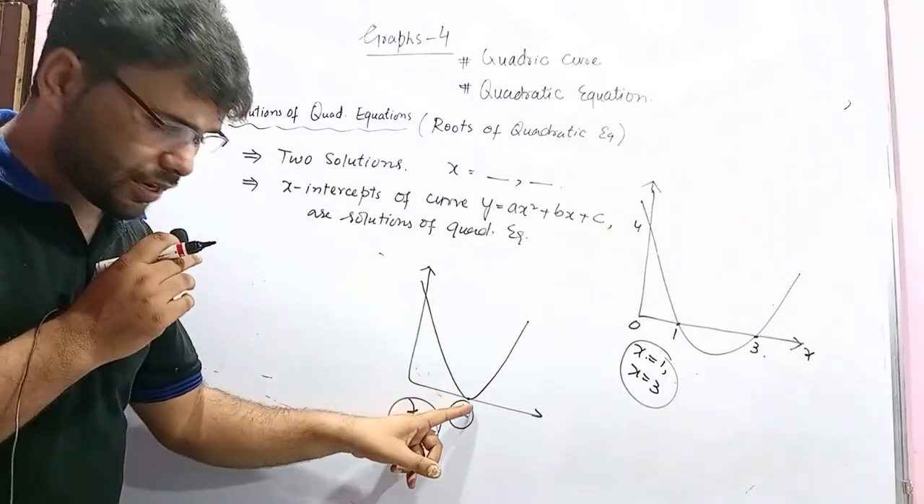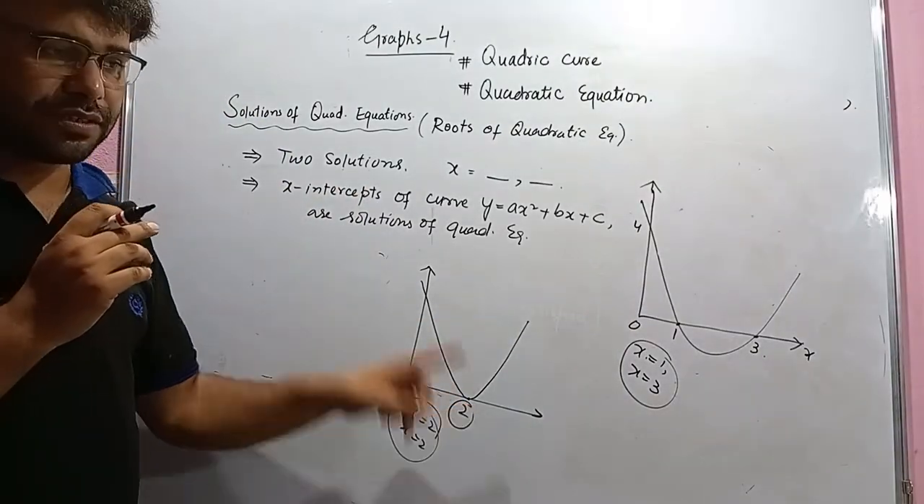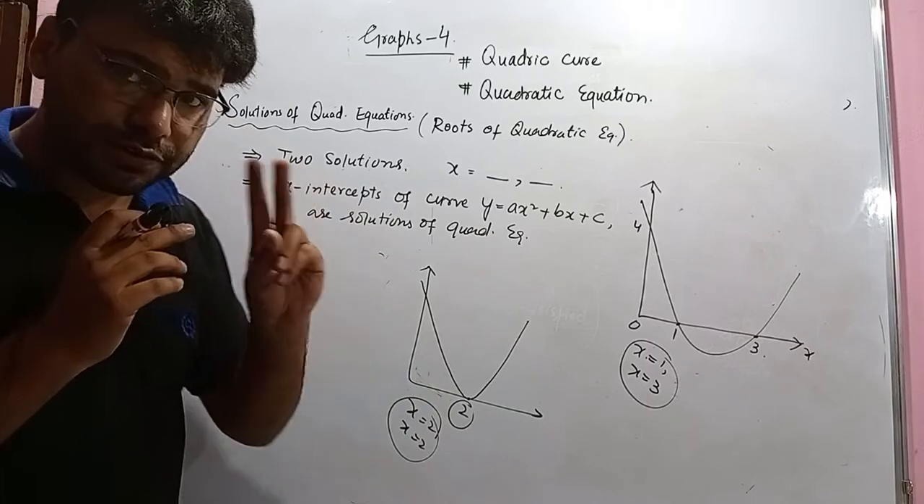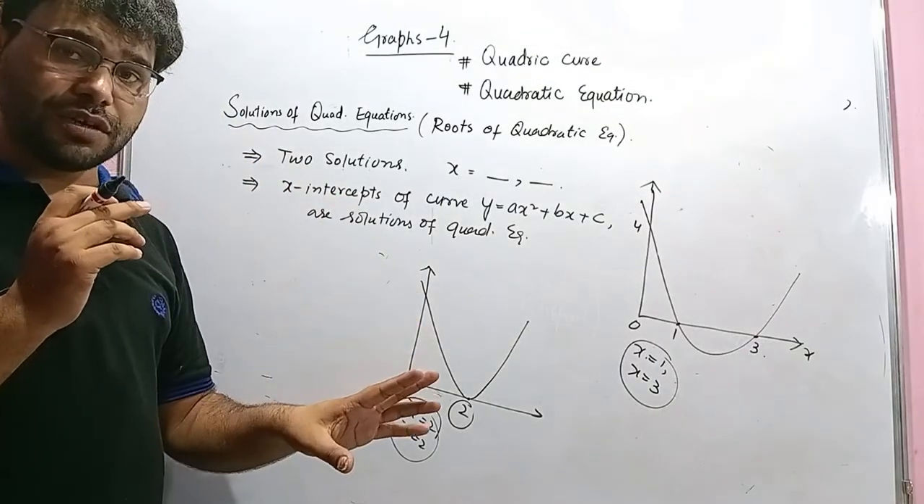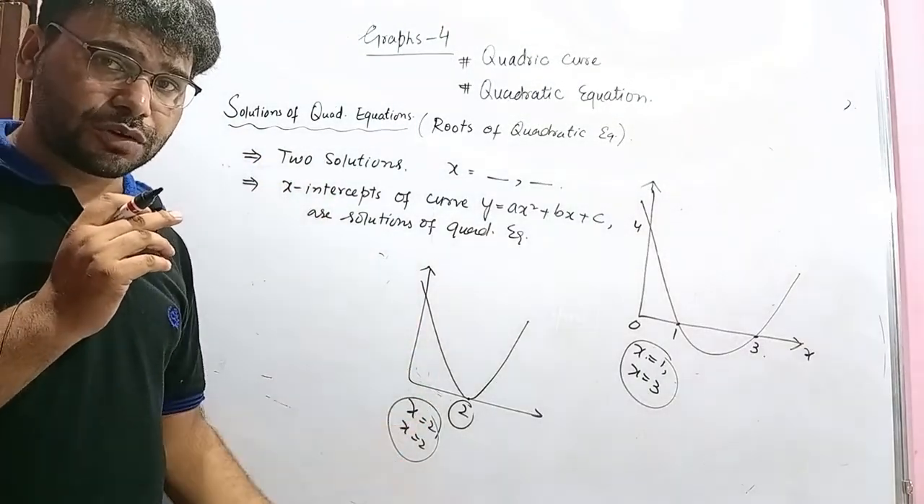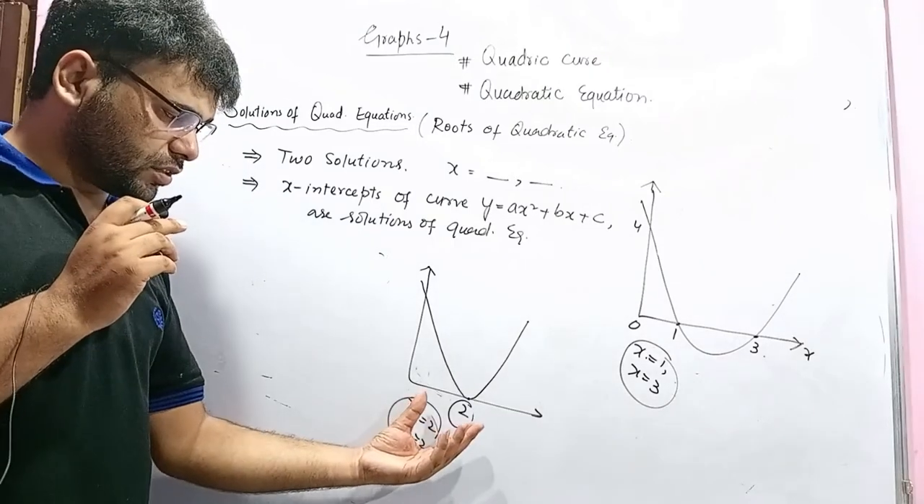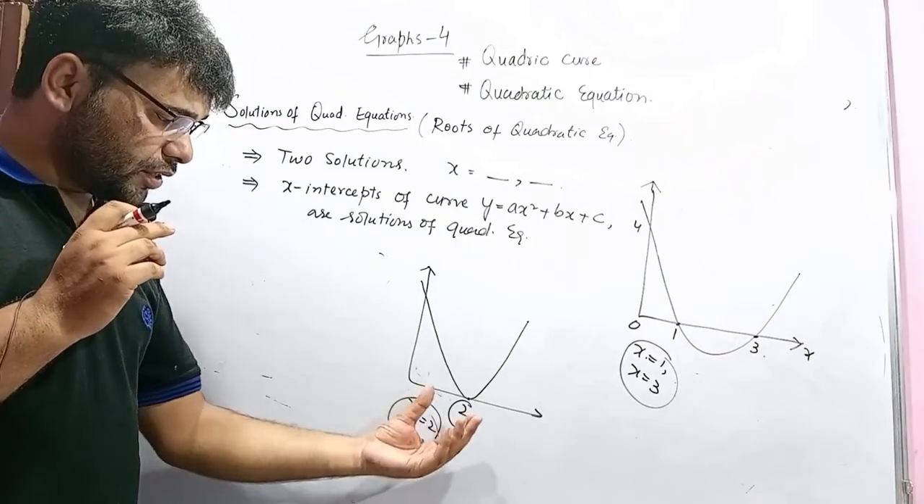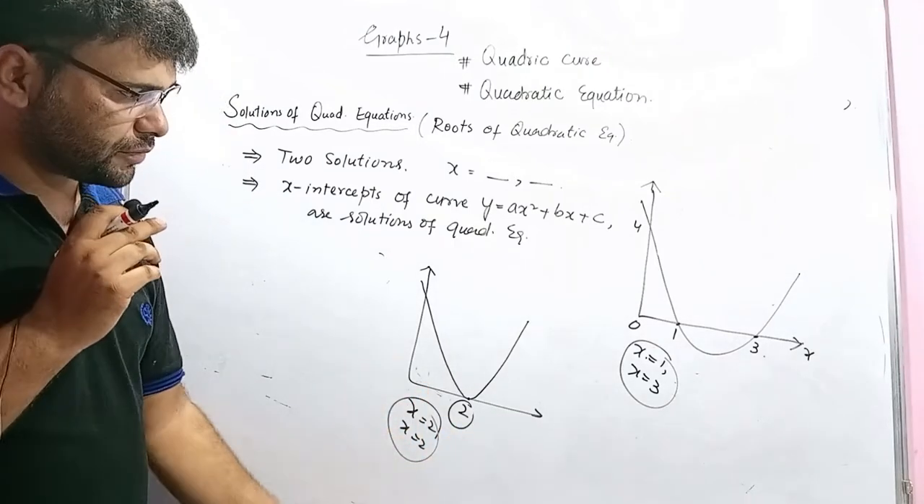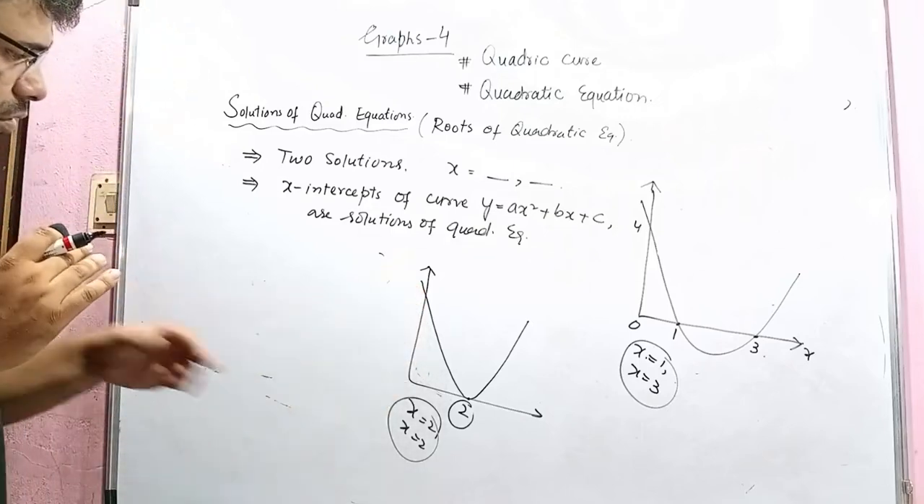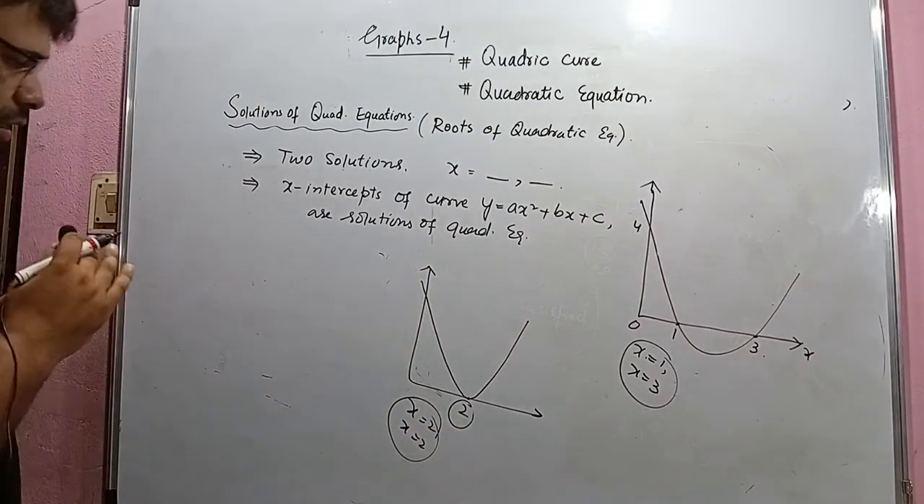If the parabola is cutting at one point on the x-axis, that means the value is repeated. We have to write that value 2 times. The same value is the solution of the quadratic equation, and it has to be written 2 times here. So this is about the solution of the quadratic equation.